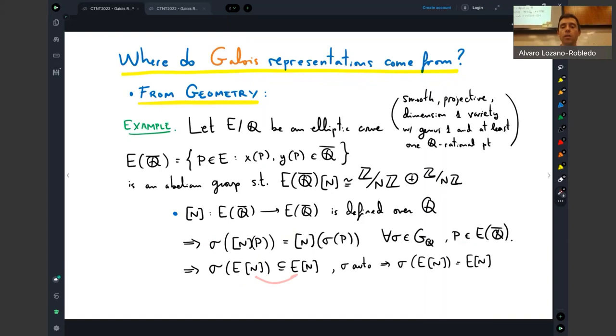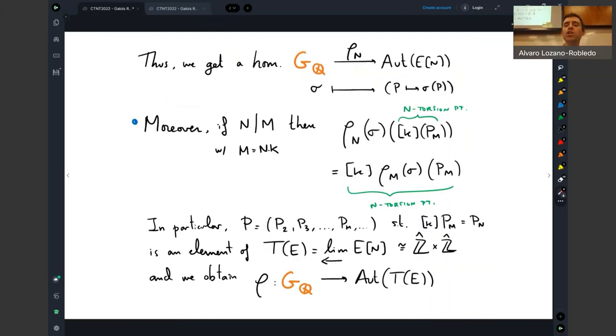So if this is zero, then N times a conjugate of that point will also land in zero. So this means that the N torsion is sent to the N torsion, and since sigma is an automorphism, the N torsion is sent exactly to the N torsion. What that means is that Galois actually gives me automorphisms of the N torsion of my elliptic curve, and that defines a representation, which I'm going to call rho n, or if you want to specify the elliptic curve, rho E comma n, sending sigma to the automorphism of the N torsion given by that sigma.